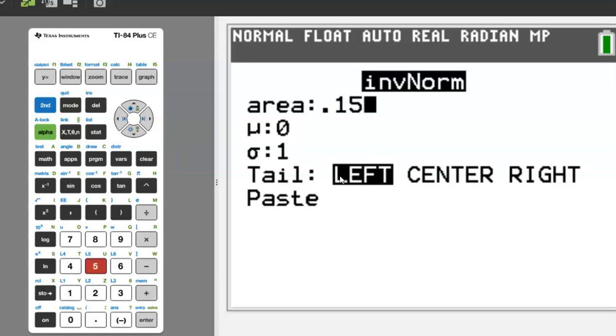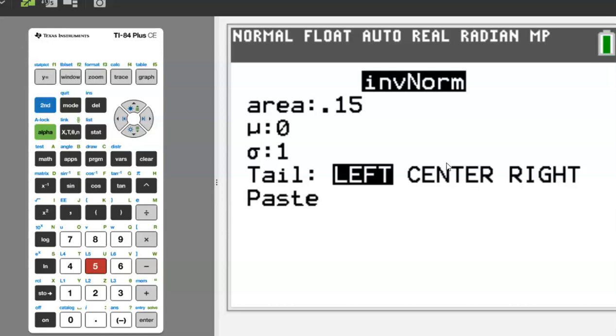And then I just need to make sure I have left selected here, because that's 15% to the left, 15% below. Now, I could type in 0.85 and then select right, because if I have 15% below, I have 85% above. Now, if you have a calculator that does not have this row right here for tail, and you're like, well, wait a minute, I don't have an option for left, center, or right. Well, then unfortunately, you have to type in the proportion or the area below. You don't have a choice. You got to go below.